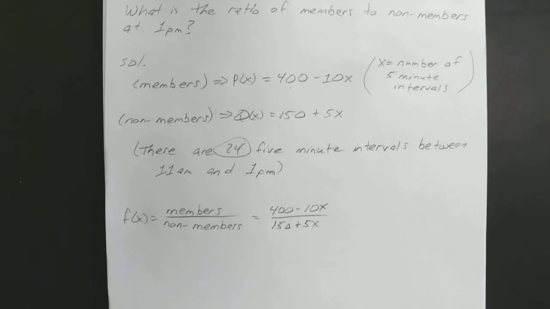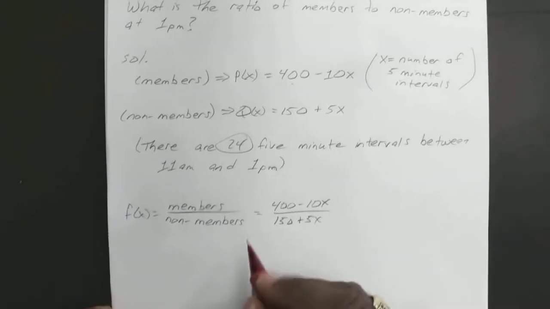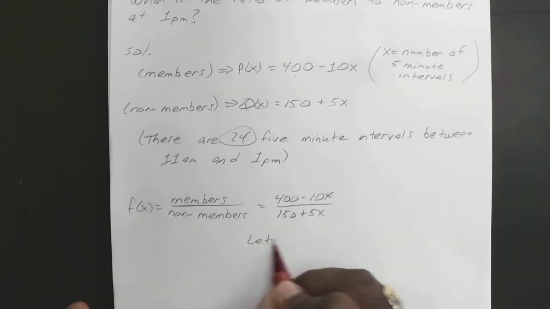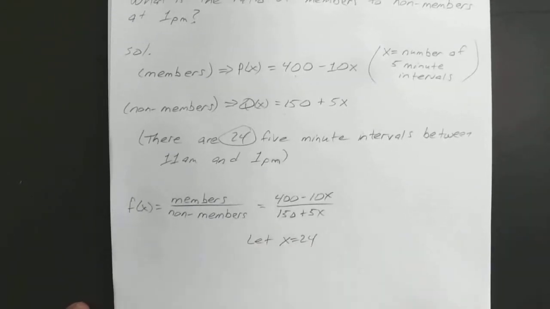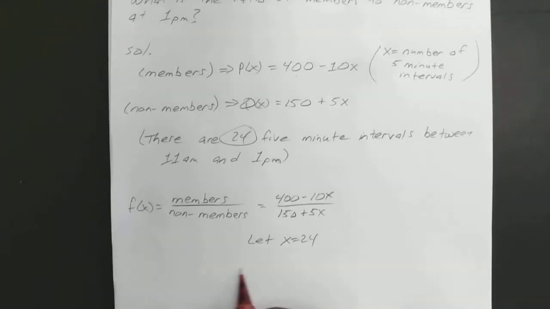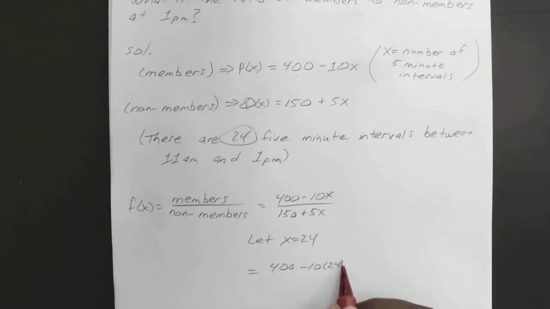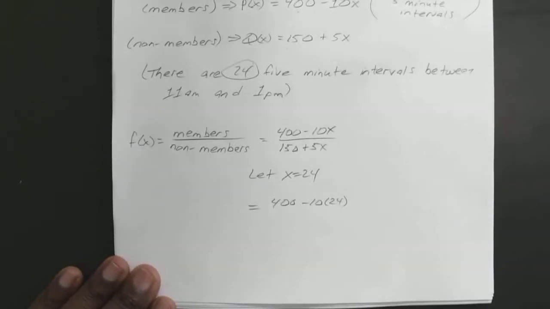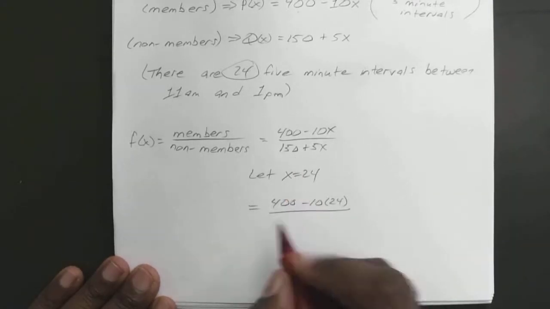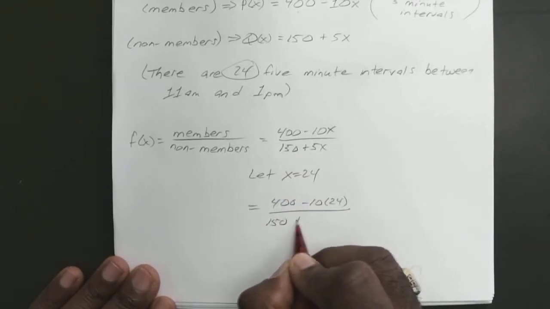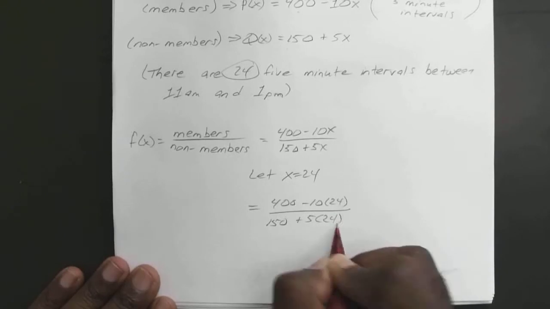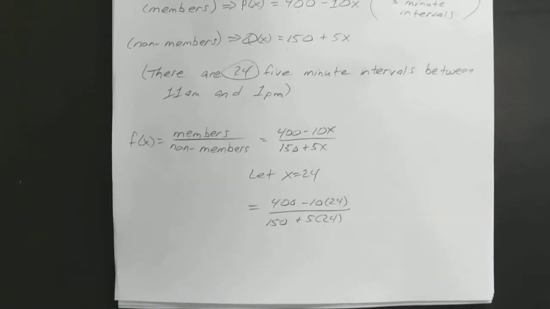Okay. So we already figured out we have 24 5-minute intervals. So we let x equal 24. Okay, so that's going to equal 400 minus 10 times 24. We'll bring that up some. Over 150 plus 5 times 24.